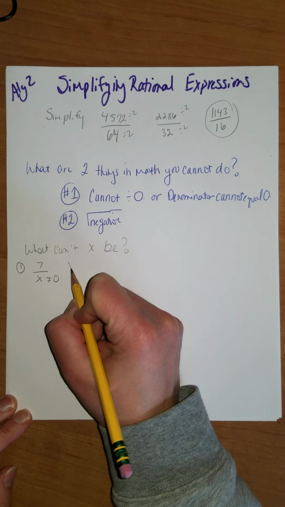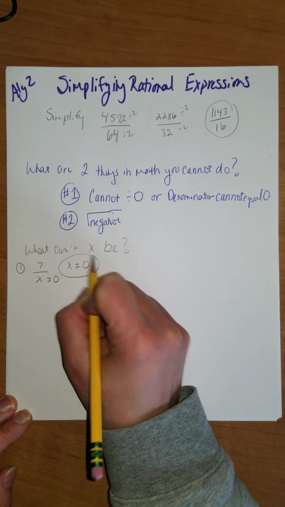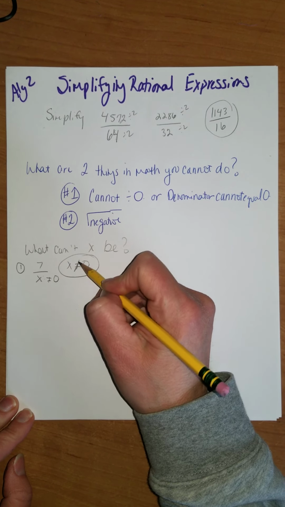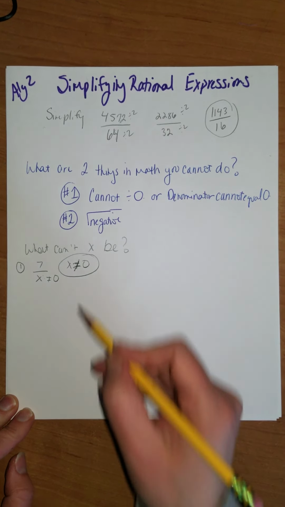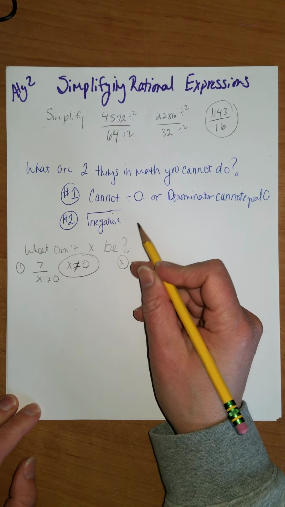There you go. What can x be? x cannot be equal to 0. That equals sign should have a line through it, kind of on a slant. This means no. Okay, second one.